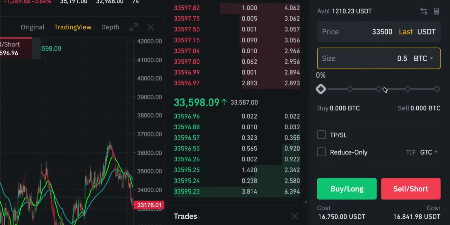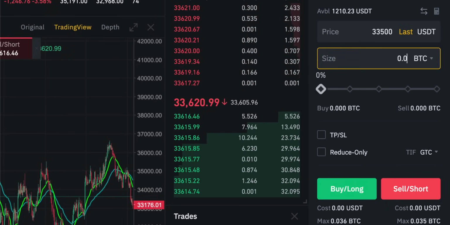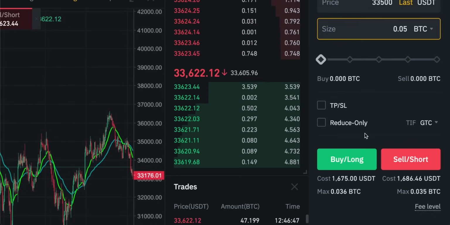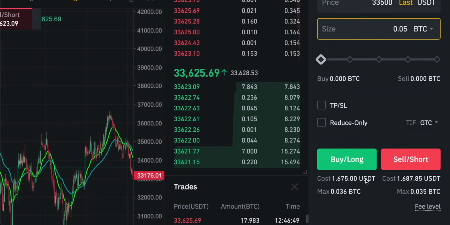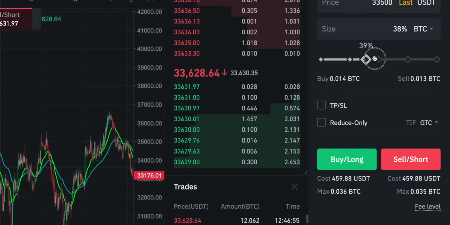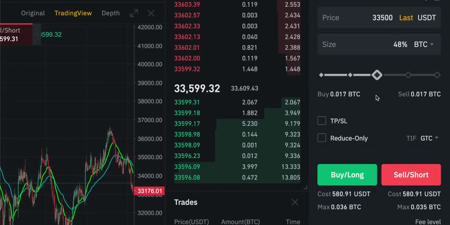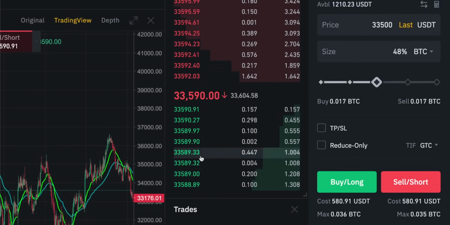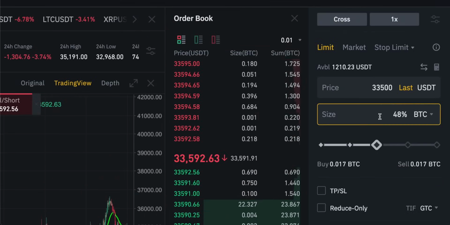So I've got 0.5 of a Bitcoin, or you can just choose 0.05 BTC and it will tell you what the cost is right here. This is how much collateral you need on account to actually go and trade, or just use 50%. My order is then going to be coming onto the order book down here. I can now choose just to go long.